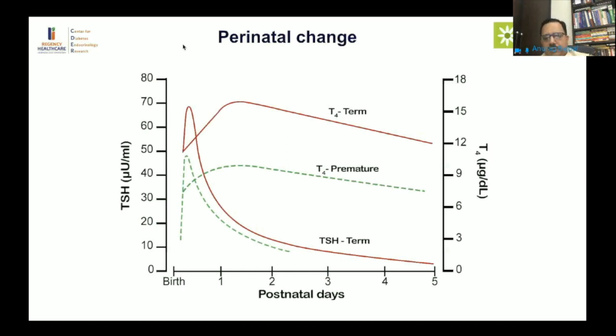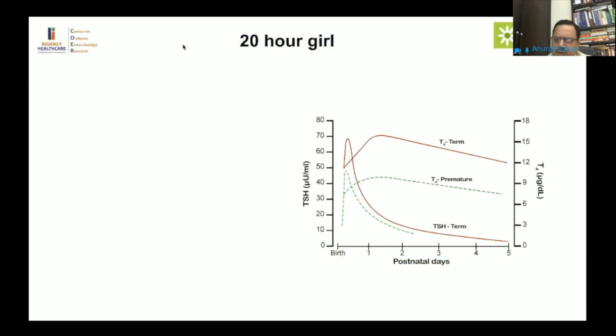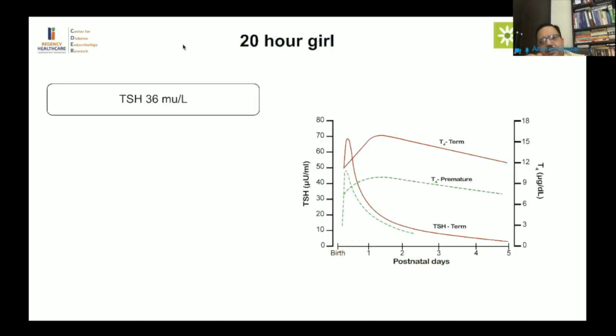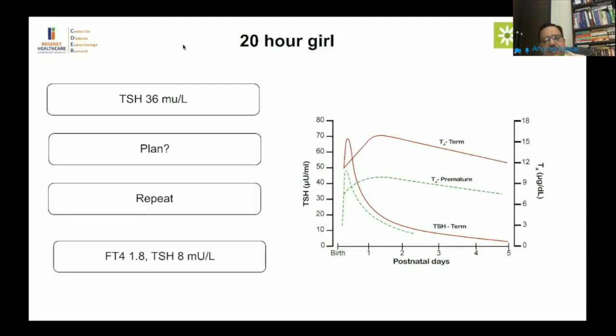So we have this newborn girl who presented with a TSH of 36. What is the plan? So in this case, clearly the TSH level was done a bit too early, and this 36 may not be significant, so better is to repeat, and when we repeated it after a couple of days, it was found to be normal. So again, the message is please do not do thyroid functions in the first day of life.